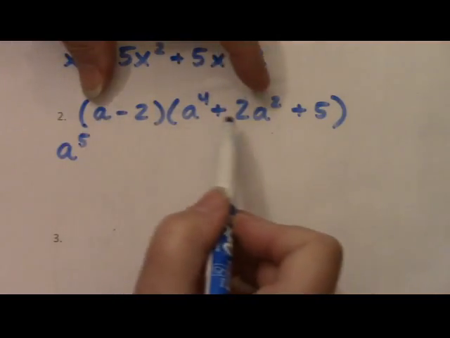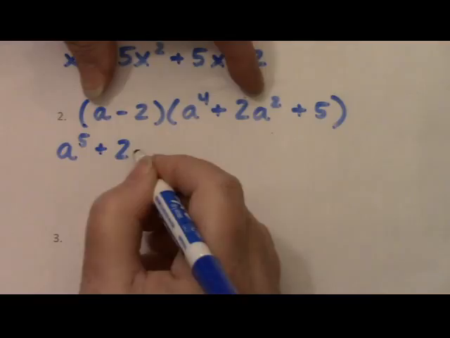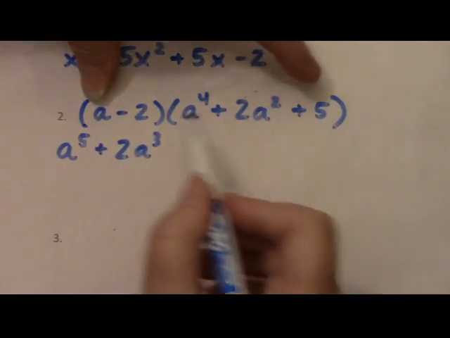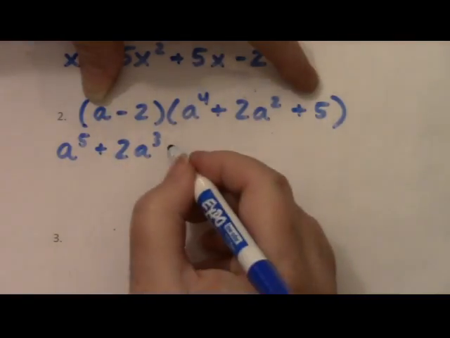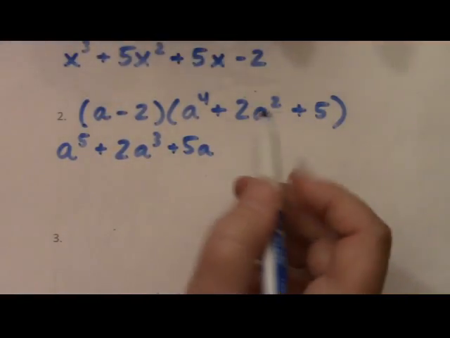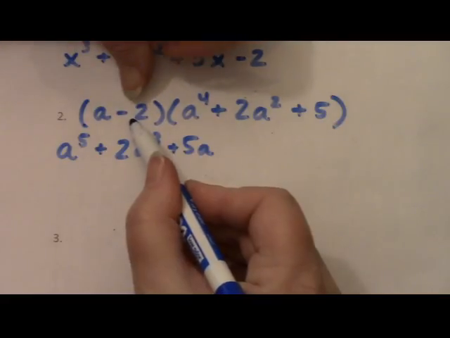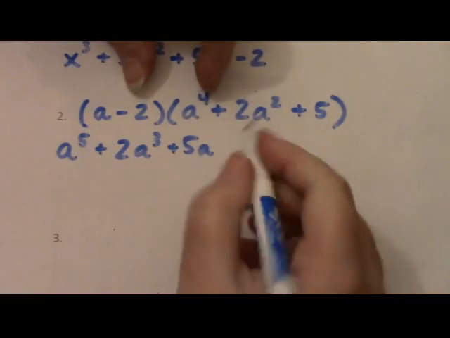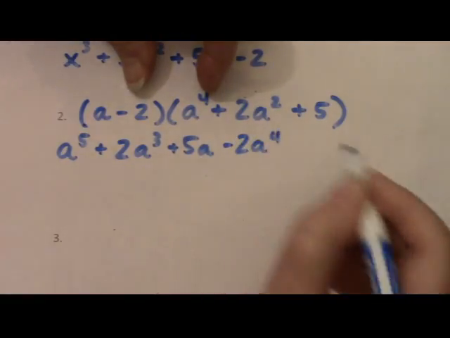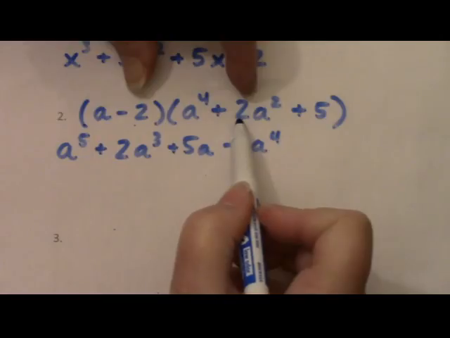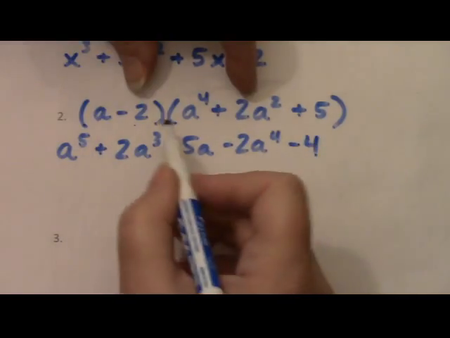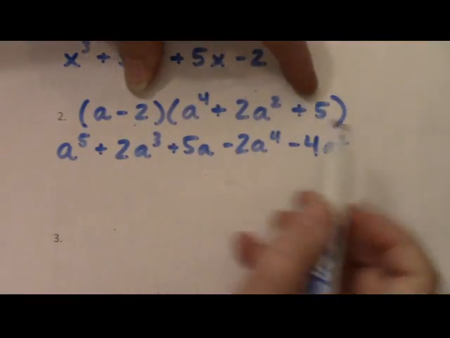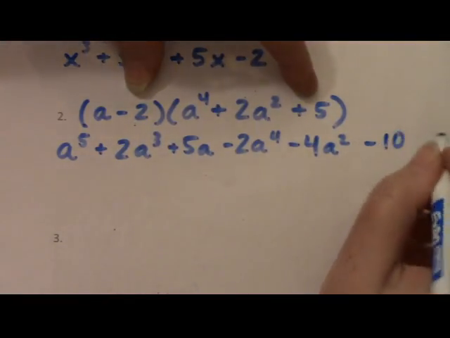Okay. My first a multiplying by my first term here, a times a to the 4th is a to the 5th. A times my next term gives me 2a cubed, because there's 2 here and 1 there. A times my last term is plus 5a. Now I'm going to do the same thing with my negative 2, but I'm going to do that to each one. Negative 2 times a to the 4th is negative 2a to the 4th. Negative 2 times a positive 2 gives me negative 4a squared. Negative 2 times a positive 5 gives me negative 10.